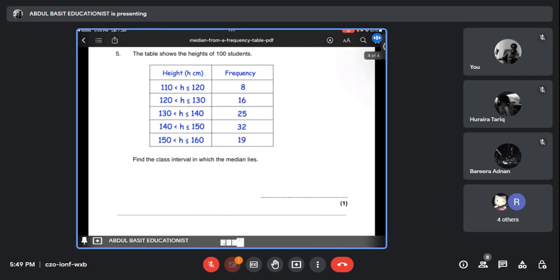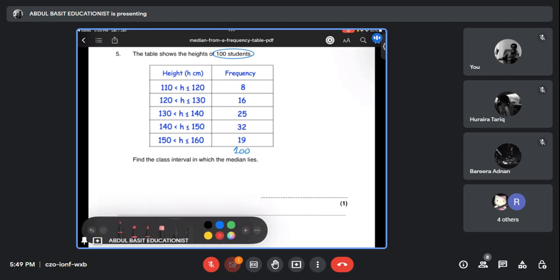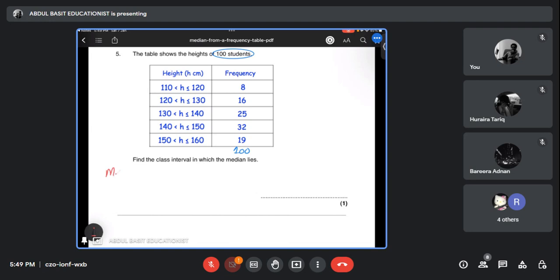Okay. Now, again, we have to add the frequency. Please add the frequency, and no need to, because it's written that their total are 100 students. If not, so you have to add the frequency. So total are 100 students. So Hurera, 100 is even number or odd number? Even number. So median is even, and for even we have n by 2, which is 100 divided by 2, so which is 50th value.